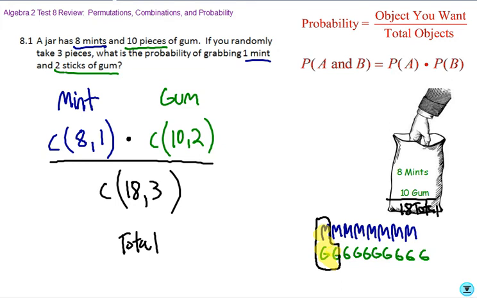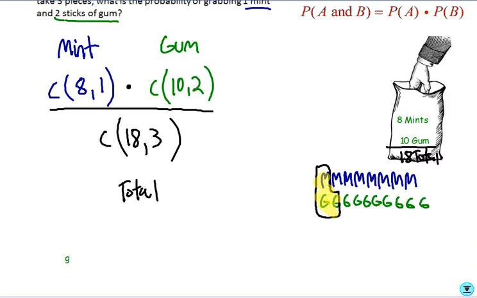Now, as far as simplifying this out, maybe we'll just scroll down, or I'll scroll down the page here a little bit.